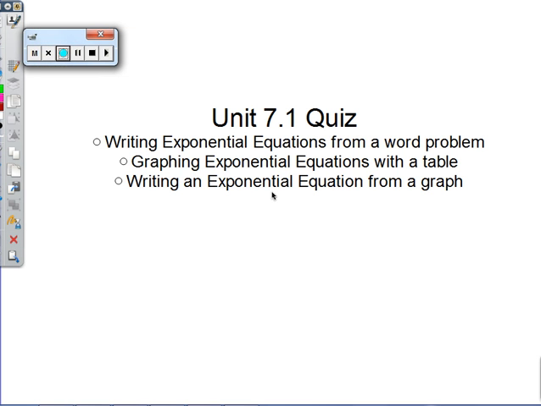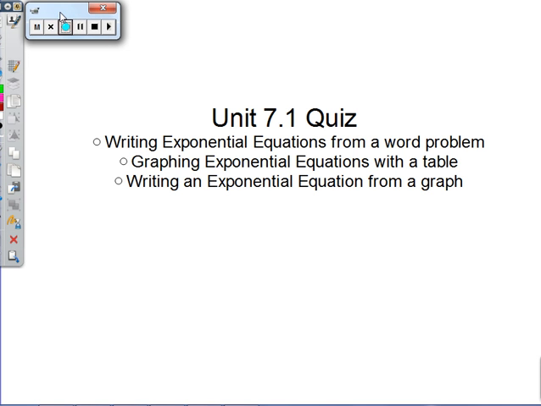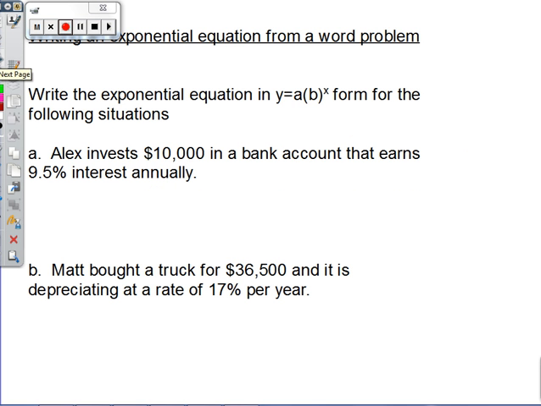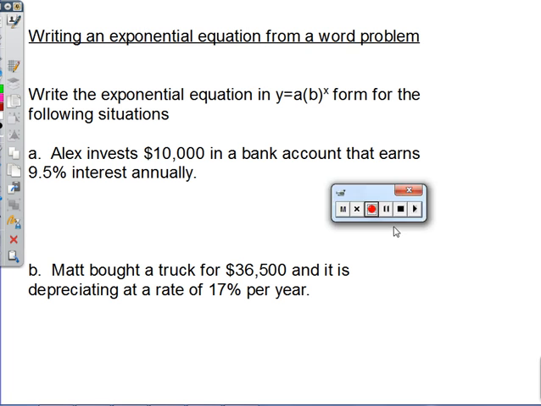So here we are with our Algebra 7.1 quiz review. The 3 topics are going to be writing exponential equations from a word problem, graphing exponential equations with a table, and writing an exponential equation from a graph. So let's get started.